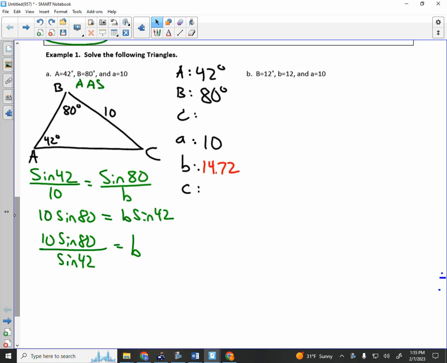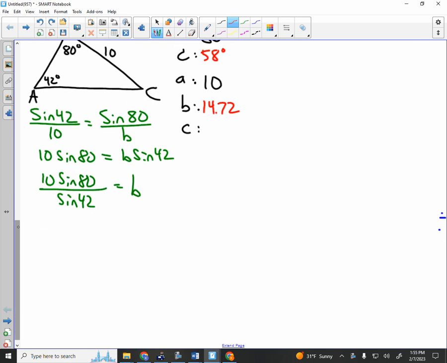Okay. What's the next easiest part to find? The angle, because they all add to 180. And my math says it's going to be 58. Good with that? Okay. Now for side c, we can just use what? It's not a right triangle, so you can't use the Pythagorean theorem, folks. You've got to have a 90-degree angle. So we use the law of sines again.